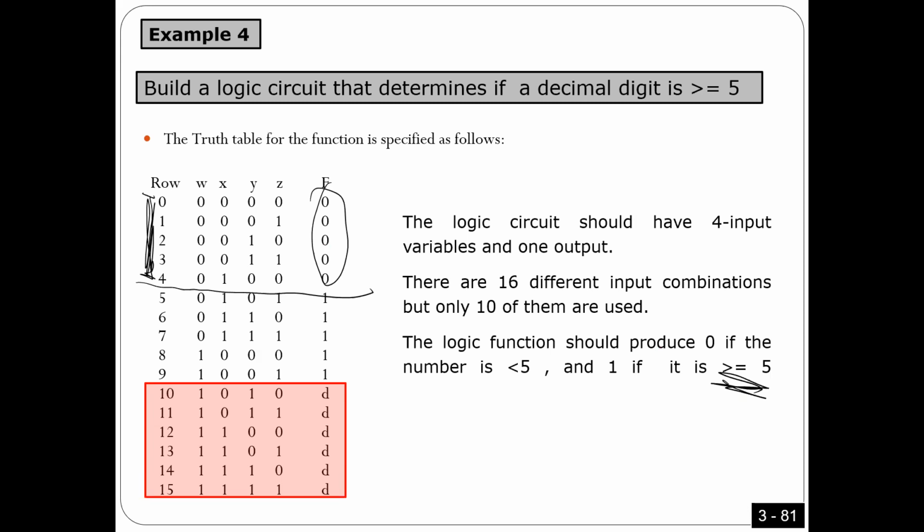If it's greater than 5, it shouldn't give you 1. From 10 to 15, don't care, because the input should not be in this area. That's what I'm telling you, the input has to be between 0 and 9. But you can input 10. You can do that. You can input 12, you can input 13. But the output doesn't make any sense. The output can be random 1 or 0.